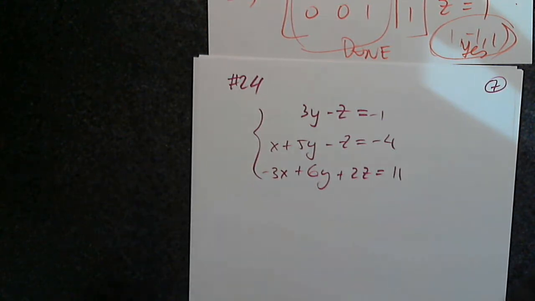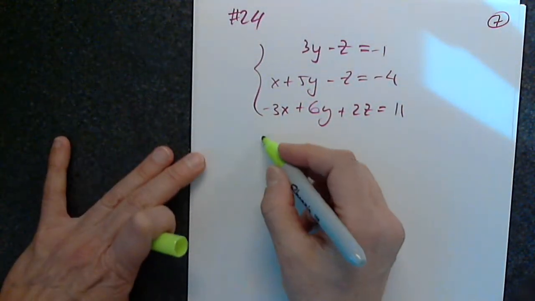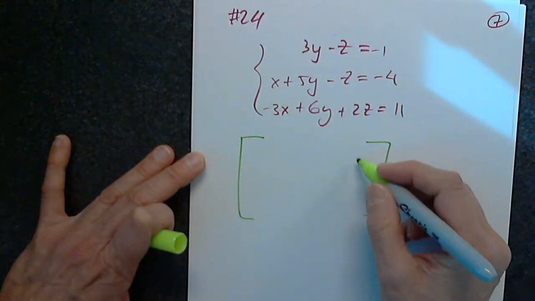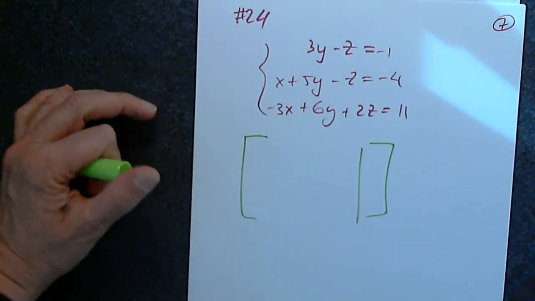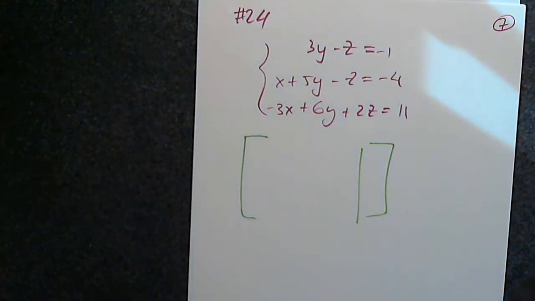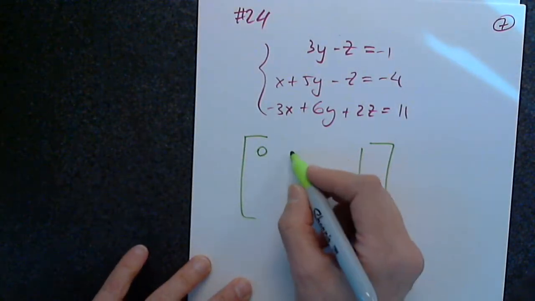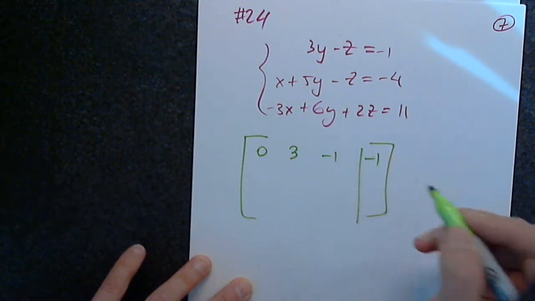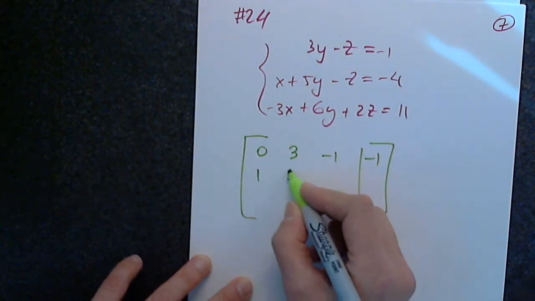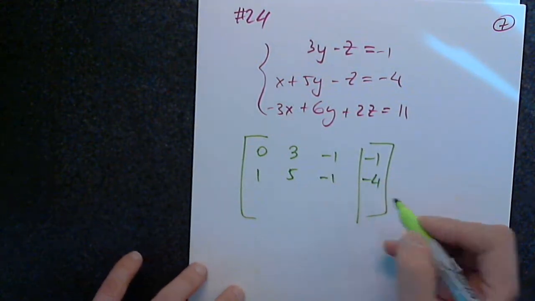I start with the augmented matrix. Can anyone dictate the augmented matrix by rows or columns? It doesn't matter to me. Just tell me what you're doing so I know how to write it. Exactly. Awesome. Yes. Awesome.